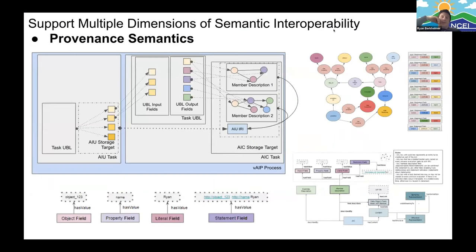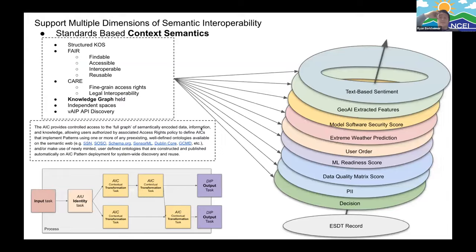You also want to provide process interoperability via provenance semantics, right? So we want to be able to use process as a digital thread to do root cause analysis, to be able to pass processes and run processes near data. So that's really critical. And the third aspect of this is context semantics. Here you can see we have an ESDT record, an Earth Systems Digital Twin record, and it's been threaded through all these different contexts. These contexts are all independent spaces, but they're all linked via this concept of process as a digital thread. And we do that to enable FAIR data, CARE data, API discovery, and all these nice things.